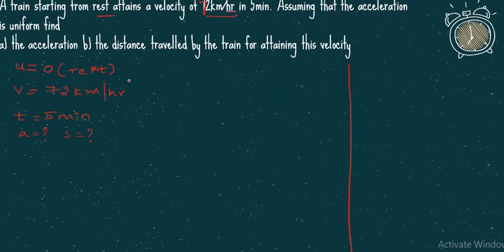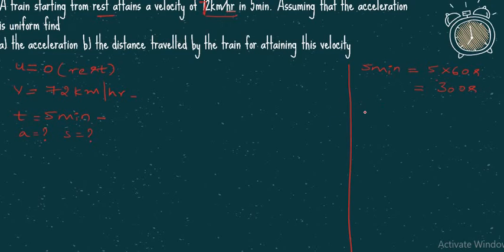See here, they have given time in minutes and velocity in kilometer per hour. Any one you need to convert. I will convert the time in terms of seconds, so I need to convert velocity in terms of meter per second. So 5 minutes, I need to convert that to seconds. As you know, 1 minute is equal to 60 seconds, so I need to multiply that with 60. So I will get 300 seconds.